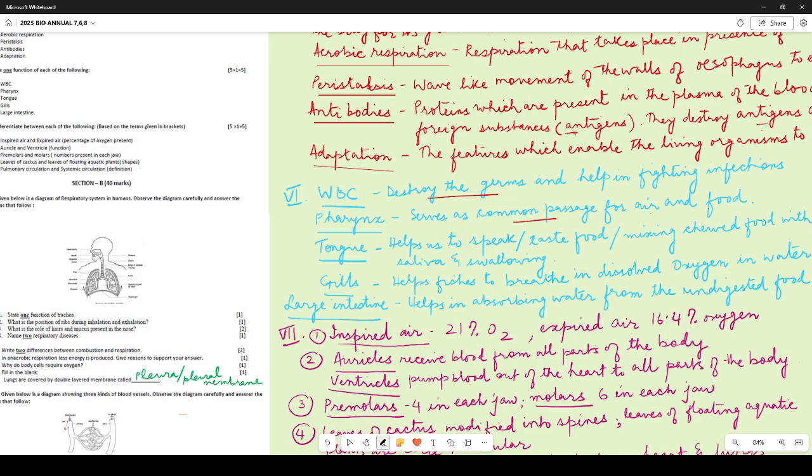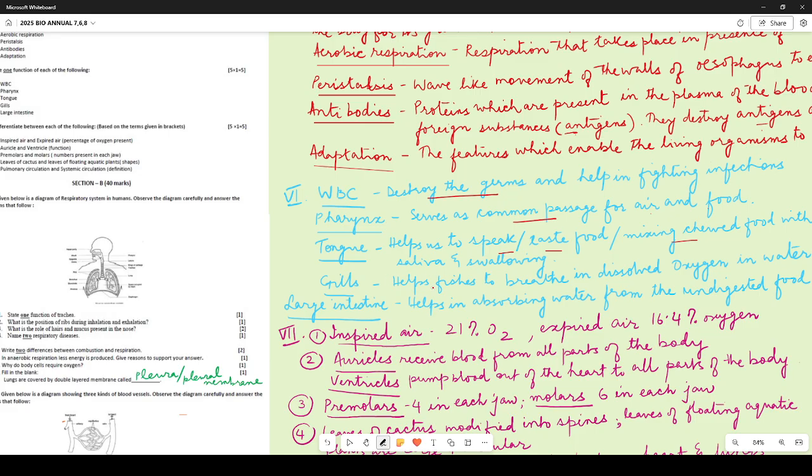It helps us to speak. It helps us to taste food because it has taste buds. It helps us in mixing the chewed food with saliva, and it also helps us in swallowing the food. So either of these functions is okay.